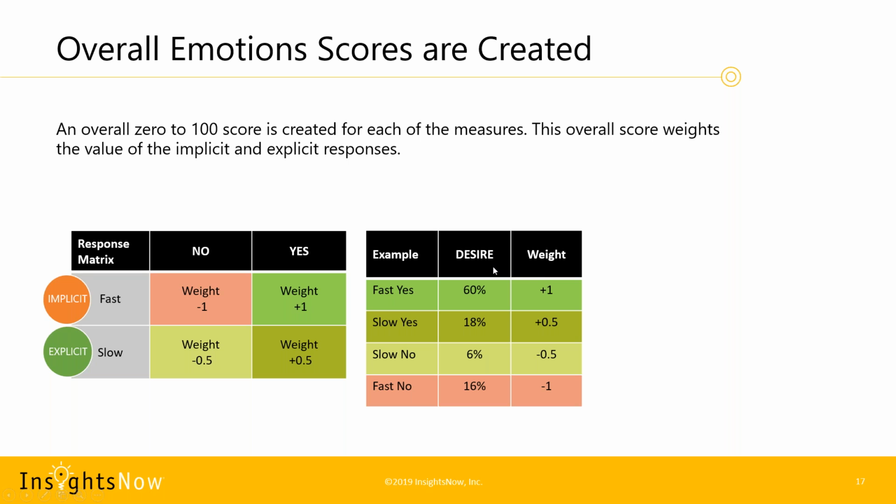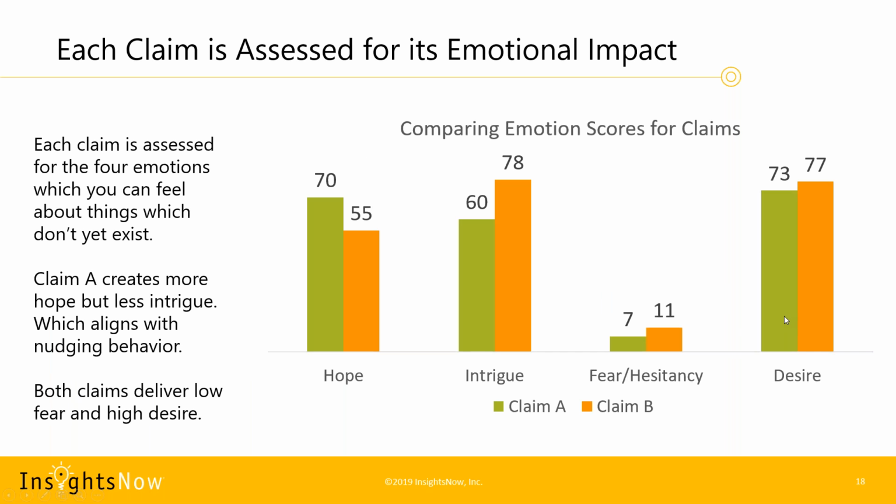If I have an example like desire, if 60% said yes, I would multiply 60% times 1. 18% were a slow yes response. I'd multiply 18 times 0.5. Fairly straightforward formula. Overall emotion score of 75, and that's based on a 100-point scale. Okay? So that takes into account all the different ways a person could experience this, and all the different ways the full marketplace experiences this.